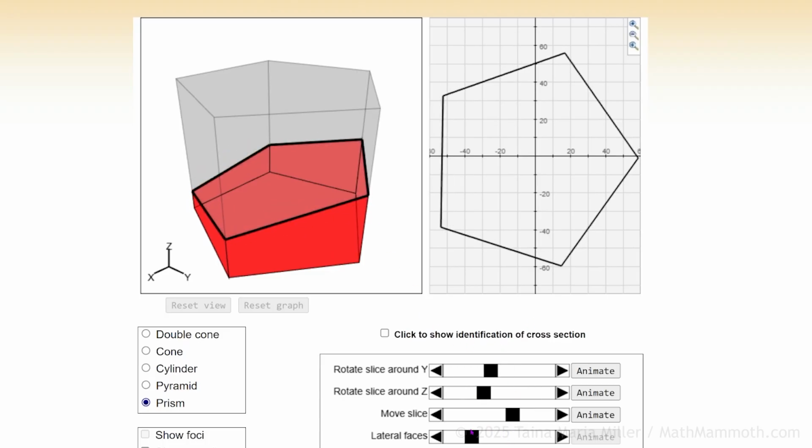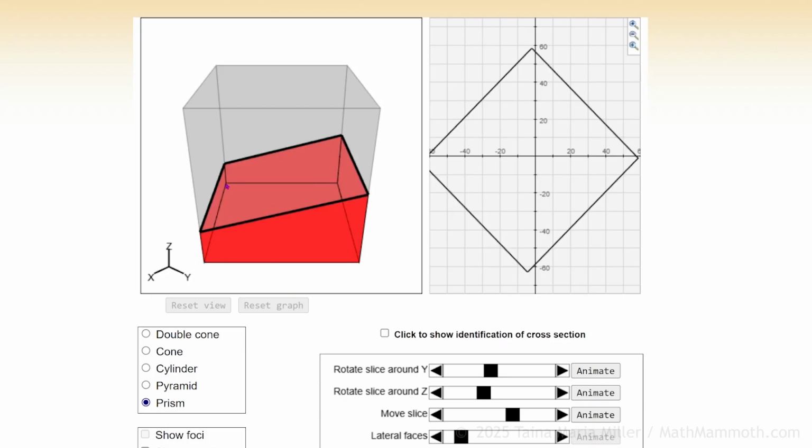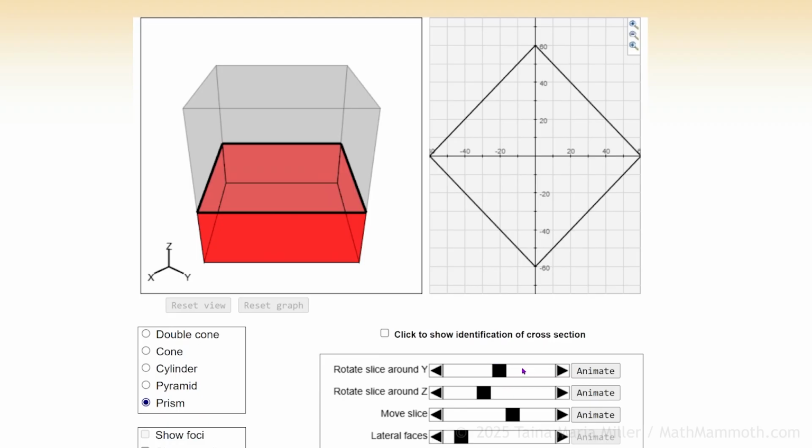Let's also try this prism. Now it is a cube actually, or rectangular prism if its height is more than width and length. So here is a rectangle. Actually, it does look like it would be a perfect square.